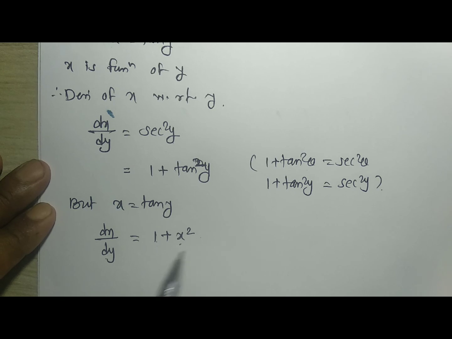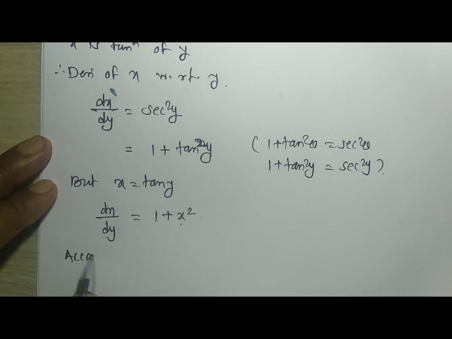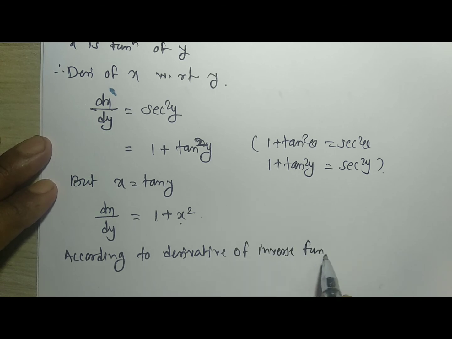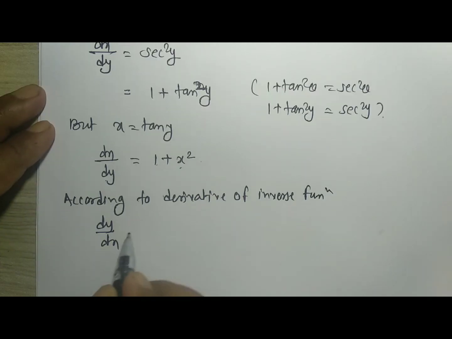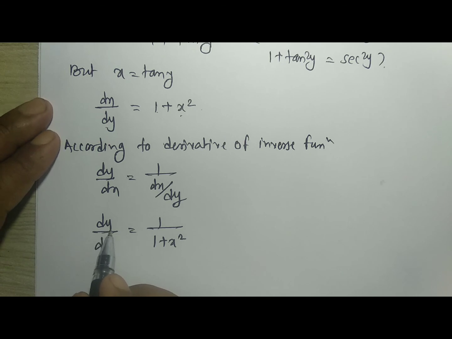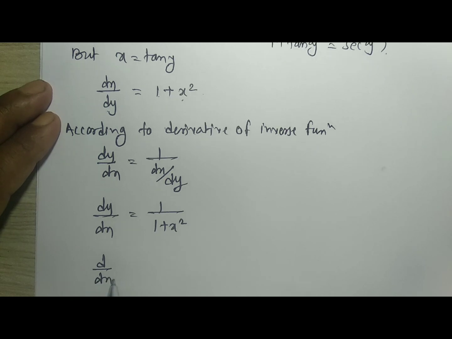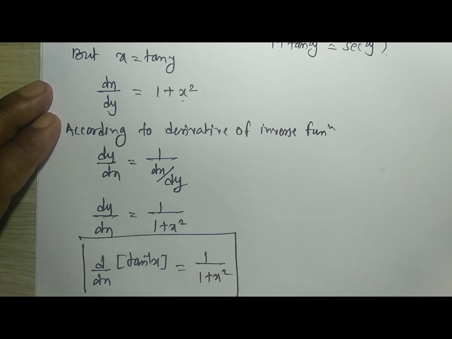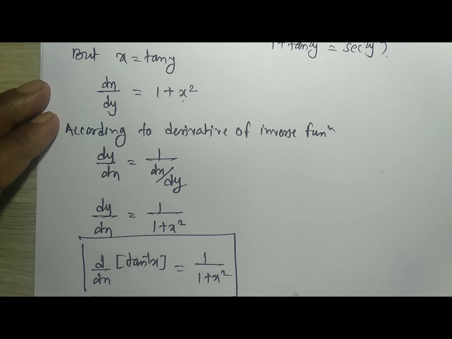It is a positive value, and therefore according to the derivative of inverse function, dy by dx is equal to 1 divided by dx by dy. Putting the value of dx by dy, you get dy by dx is equal to 1 divided by 1 plus x square. And what is the value of y? y is nothing but tan inverse x, and therefore d by dx of tan inverse x is equal to 1 divided by 1 plus x square, and this is your derivative of tan inverse. That means one more standard inverse trigonometric derivative.